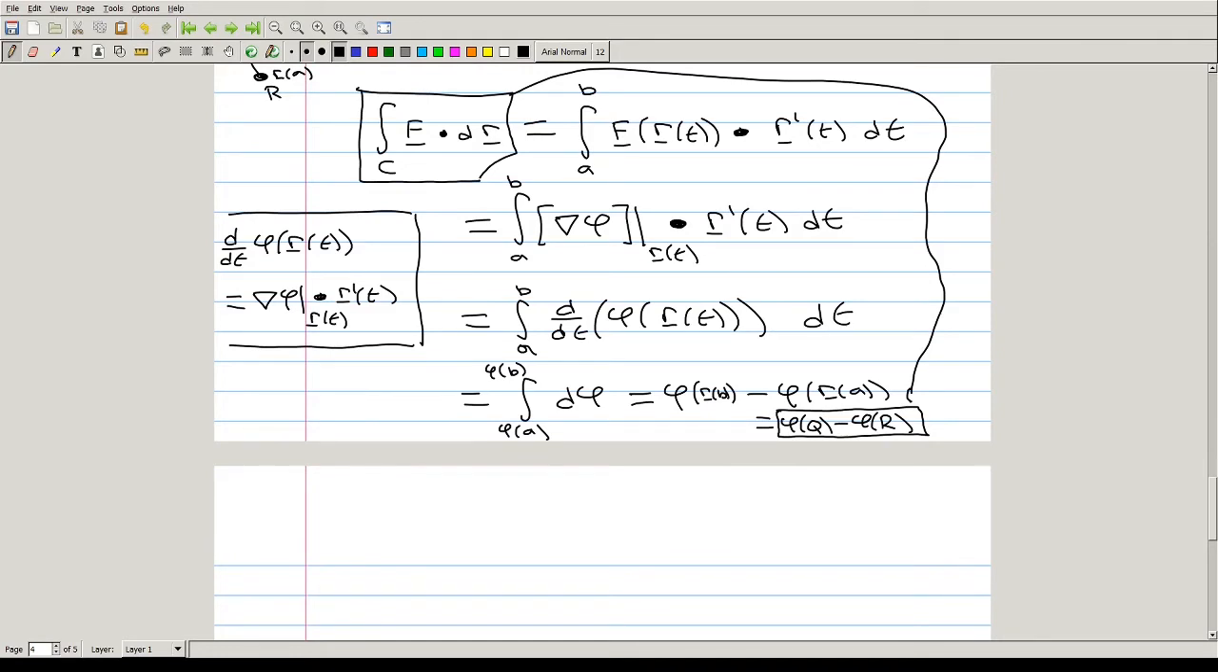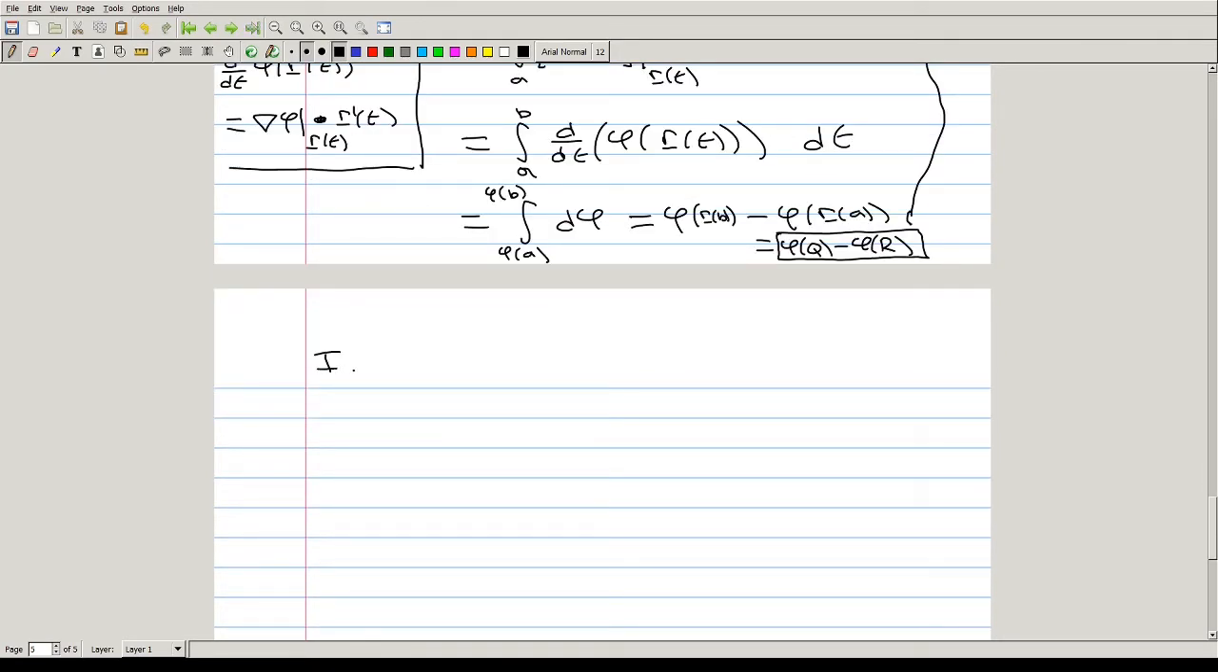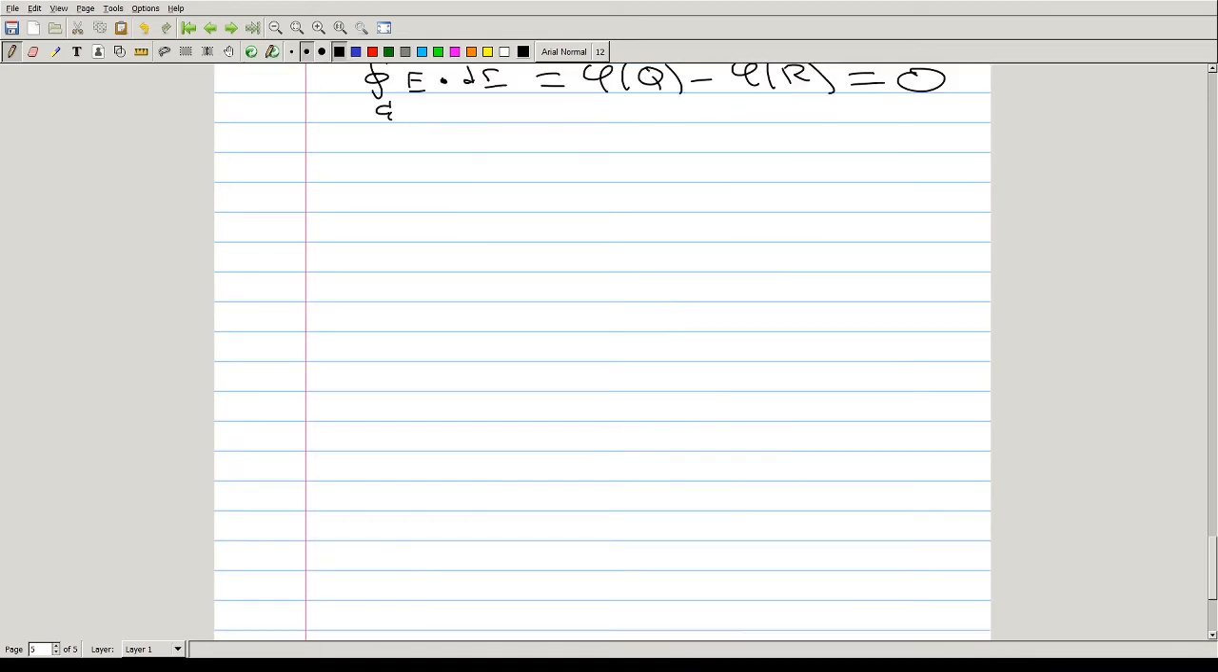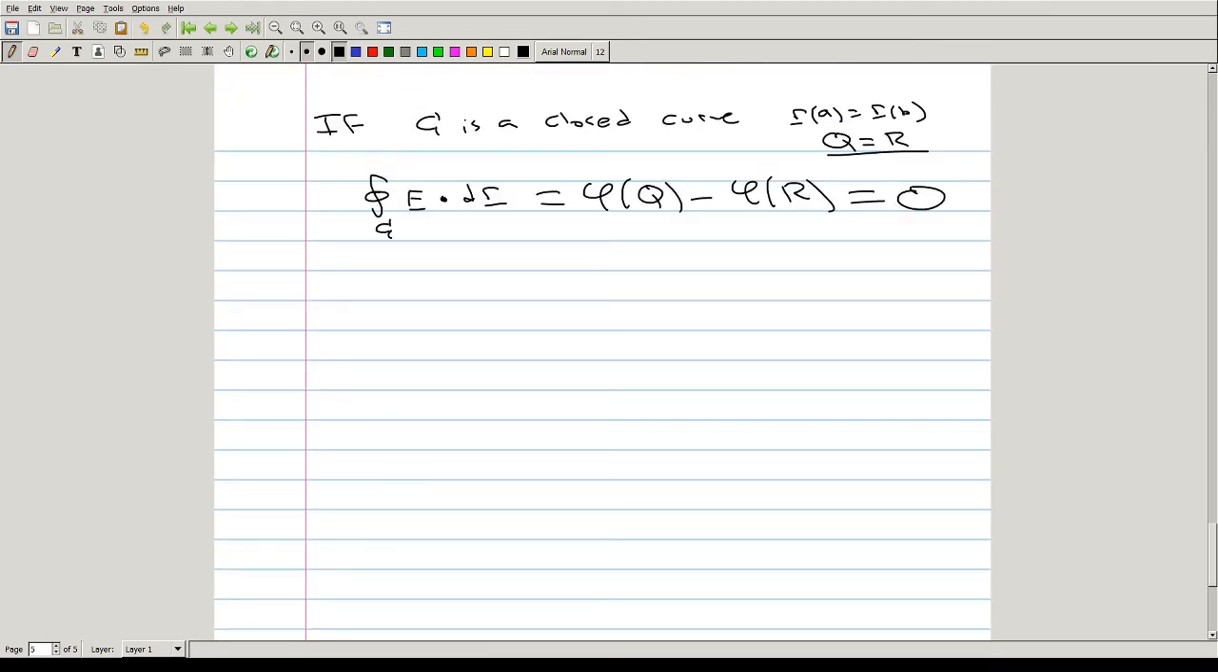And the continuity assumption here is very important because if C is a closed curve, so R at A is equal to R at B, that means that the line integral over C of f dot dr, remember this is still in this theorem proof where f is a conservative vector field, is equal to phi at Q minus phi at R. But this is a continuous function, so phi of Q minus phi of R is equal to 0 because Q and R are the same points. And this ends our proof right here.